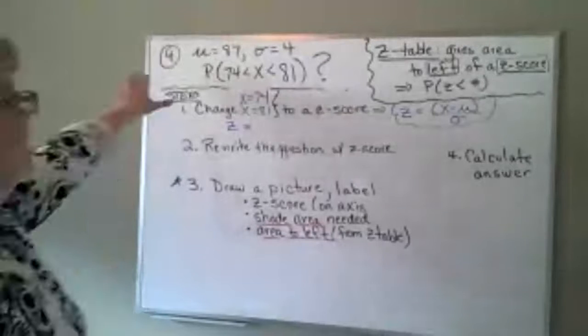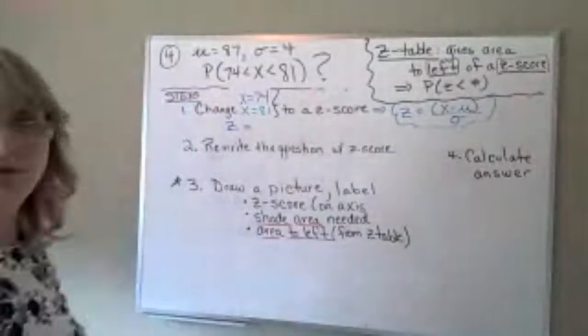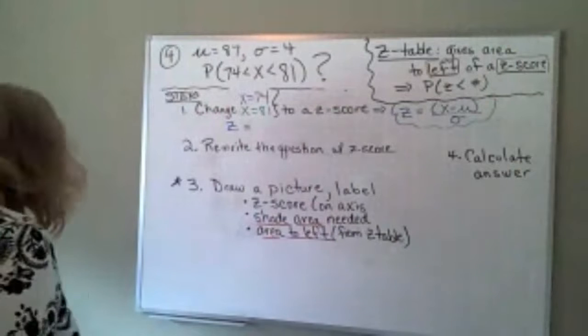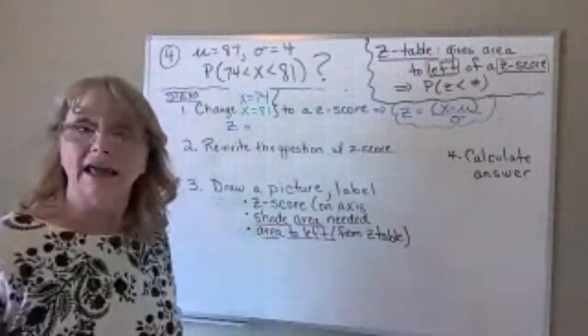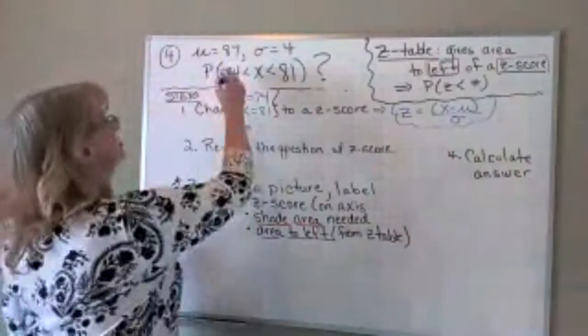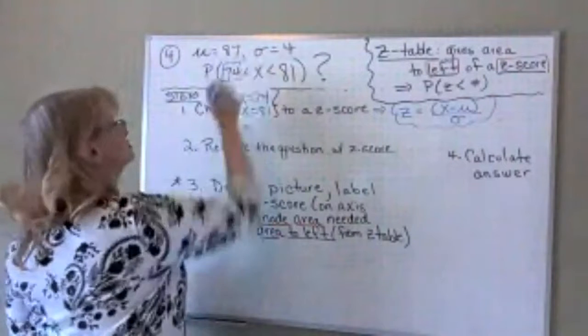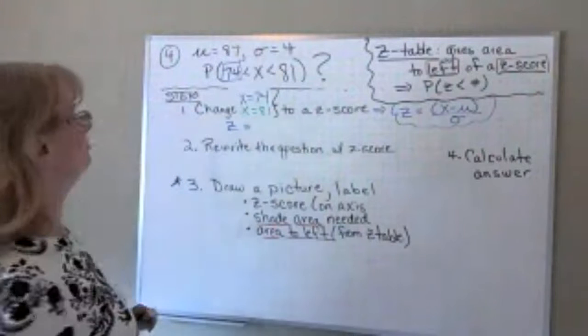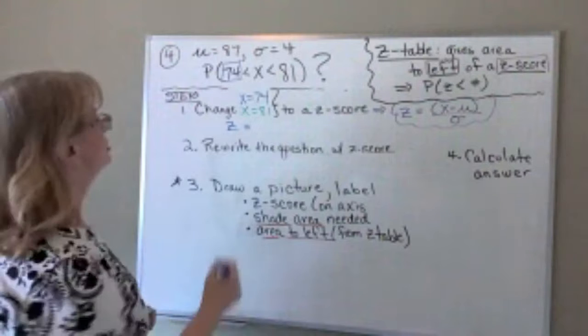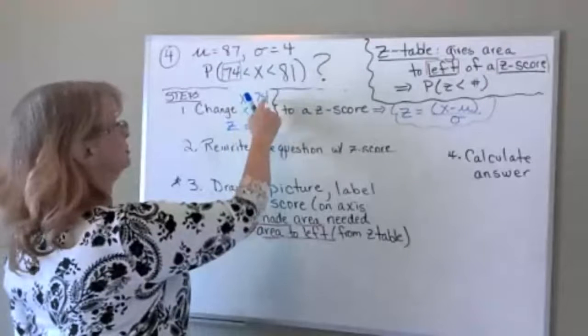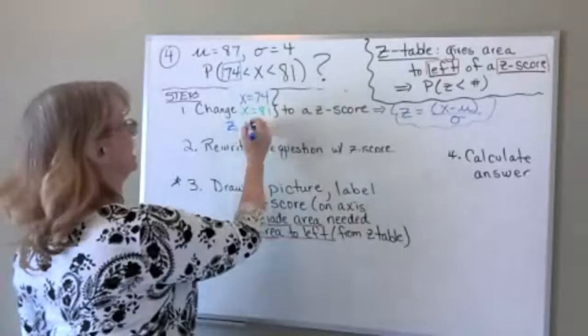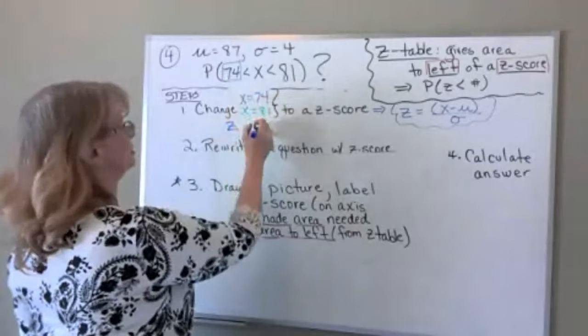Okay, so this was the problem. It's actually problem number 4 in the assignment. And so what we have here are 2 data values that have to be changed to z-scores. So let's look at the 74 first. So on both of these, with a z-score for a data value of 74, I'm going to do this one.